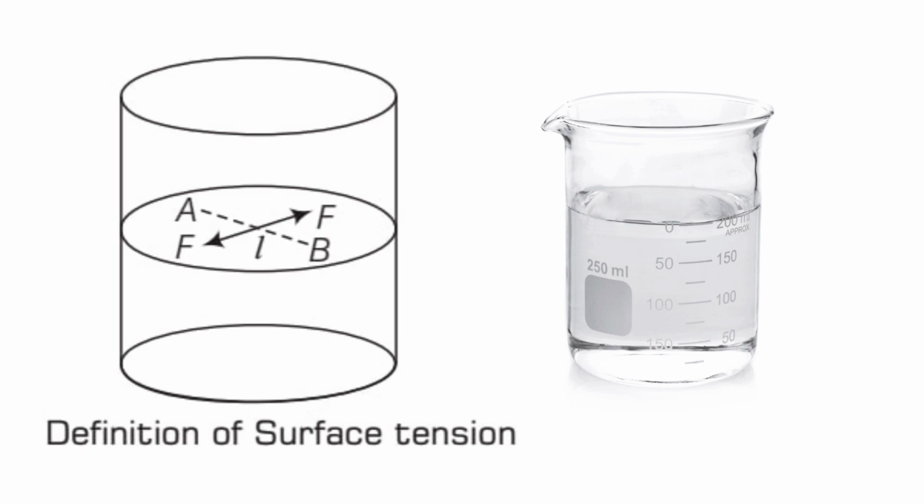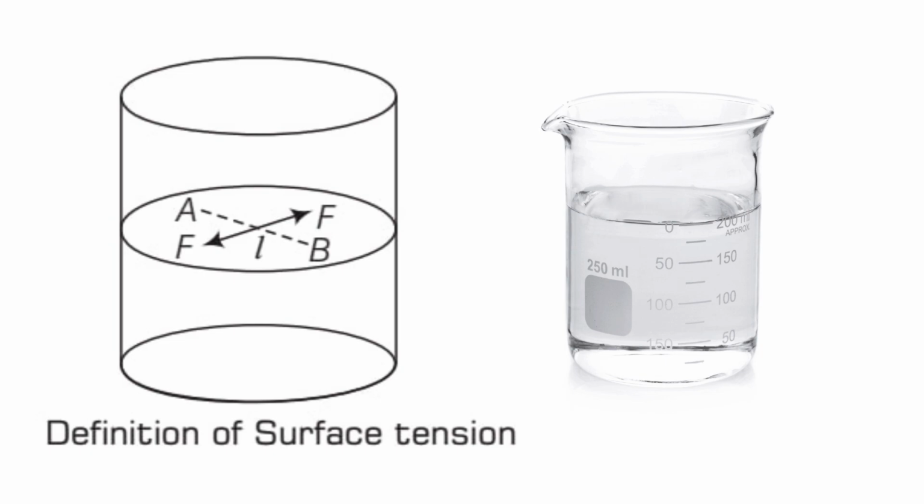Consider this container. You can take this as a beaker containing water. You have the upper surface of the water. Since the beaker is cylindrical, this upper surface of water is circular. So when it is circular, now let me assume an imaginary line AB.